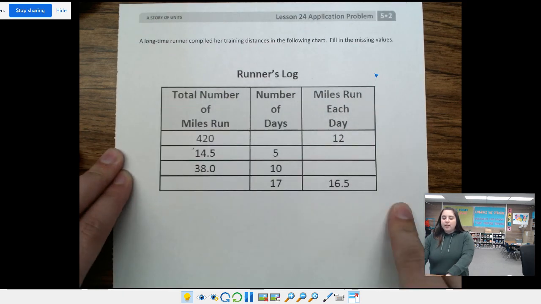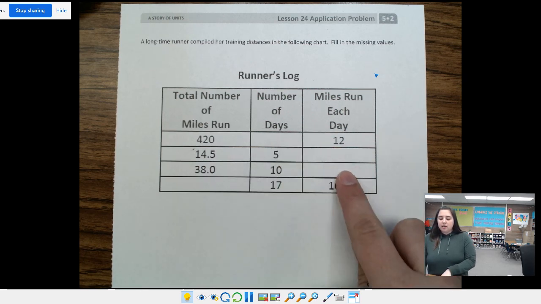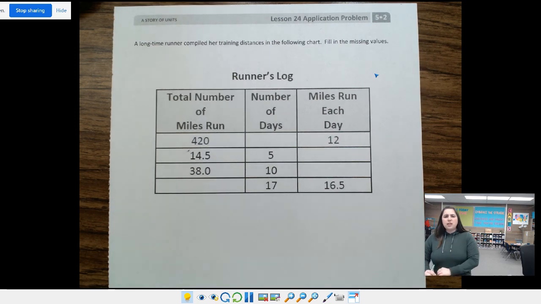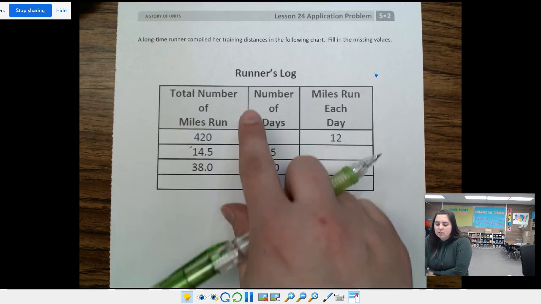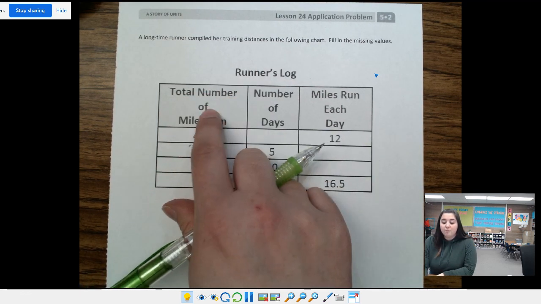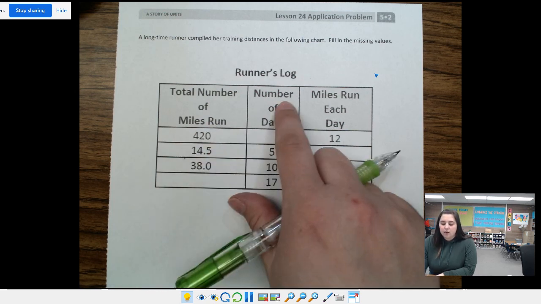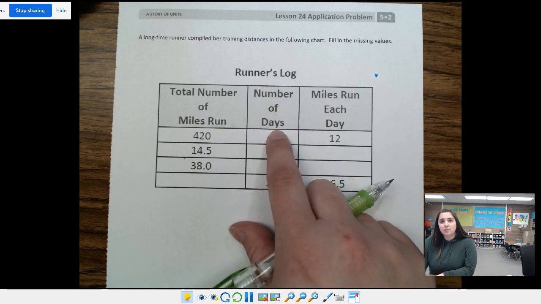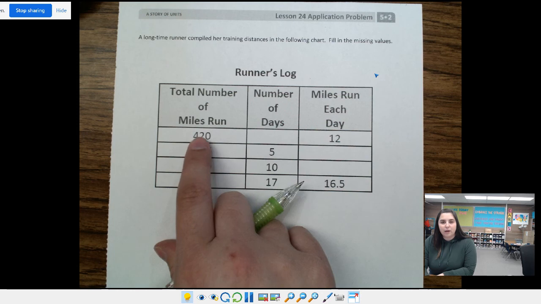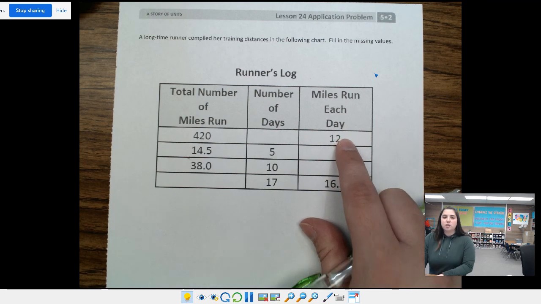I would say just recreate this because the directions say, a longtime runner compiled her training distances in the following chart. Fill in the missing values. So let's take a look at what this chart's showing us. It's saying this is the runner's log. So the first column shows us the total number of miles run. It should show us the number of days she was running to complete those miles, and how many miles were run each day.